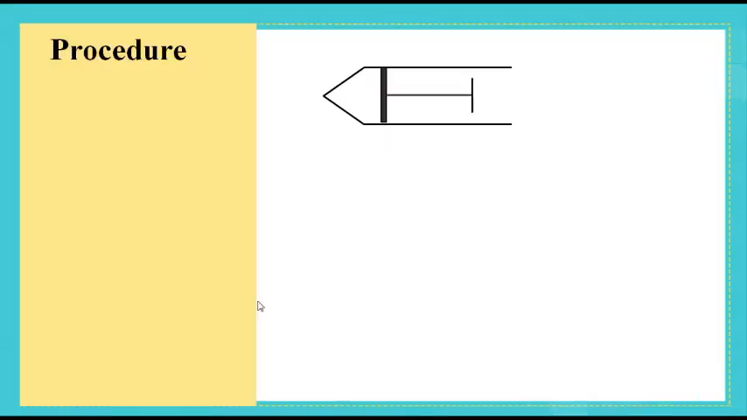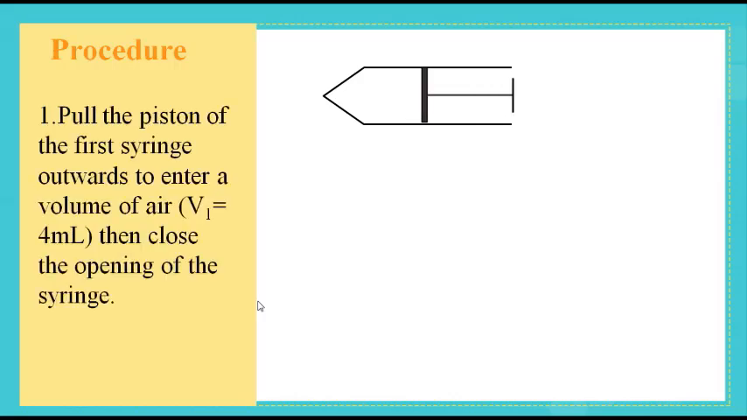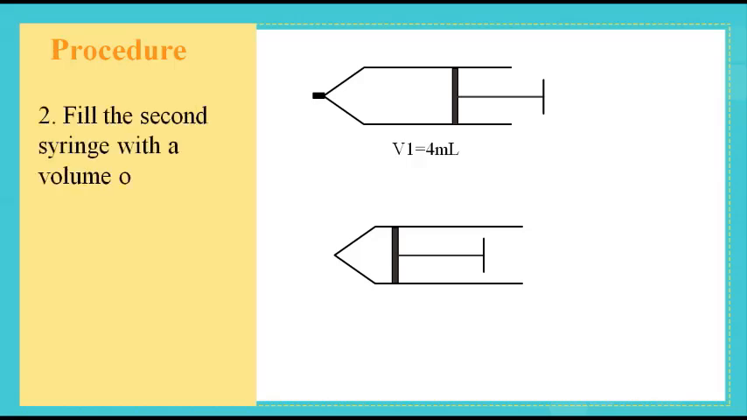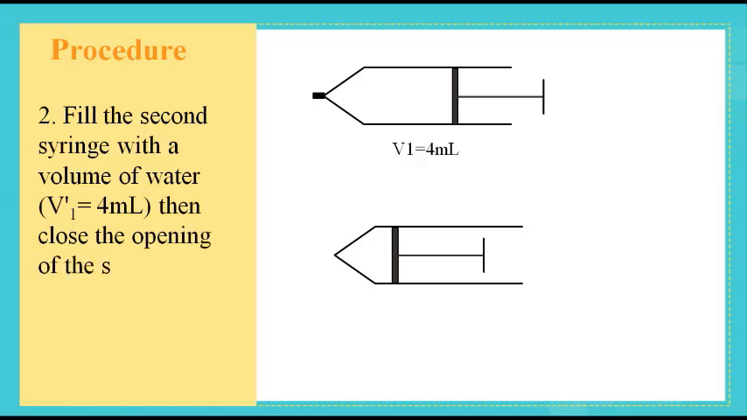Now pull the piston of the first syringe outwards to enter a volume of air V1 equals 4 milliliter, then close the opening of the syringe. Then fill the second syringe with a volume of water V'1 equals 4 milliliter, then close the opening of the syringe.